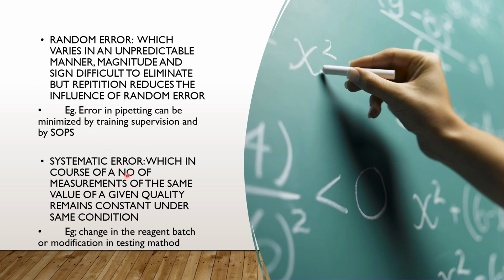Then systematic errors are those in which, over the course of a number of measurements of the same value of a given quantity, the error remains constant under the same conditions. For example, a change in the reagent batch or a modification in the testing method will lead to a systematic error.